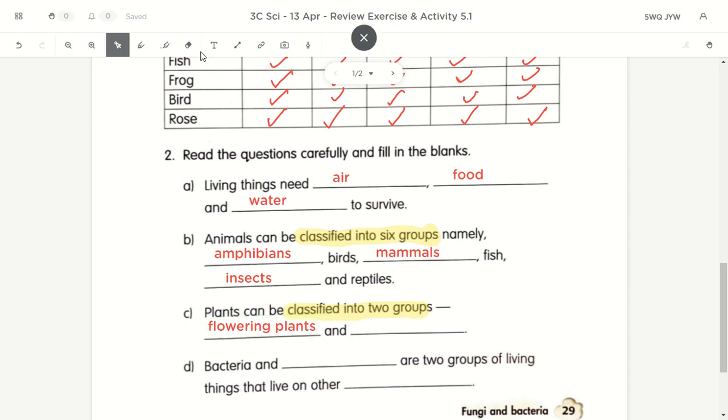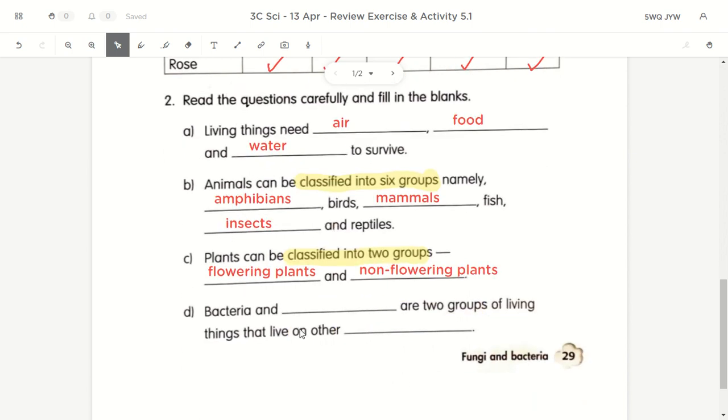And the other is what we call the non-flowering plants. So this is basically a test of whether you have understood and learned well for term 1. Okay, so flowering and non-flowering plants. And then the last one: bacteria and fungi are 2 groups of living things that live on other blank. Alright, so bacteria and fungi are 2 groups of living things that live on other living things.